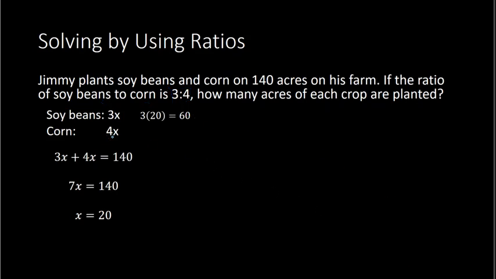And then corn is 4 times x. So we have 4 times 20, which is going to be 80. So there are 60 acres of soybeans and 80 acres of corn. And we can double check because if I add them together, I do get 140 acres, and the ratio of 60 to 80 would be 3 to 4. So therefore, we have the correct solution.